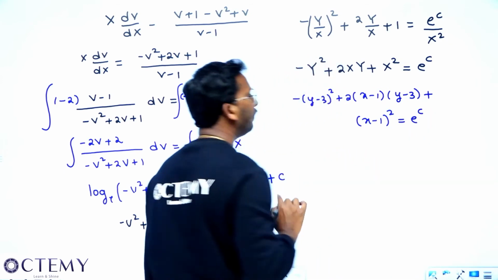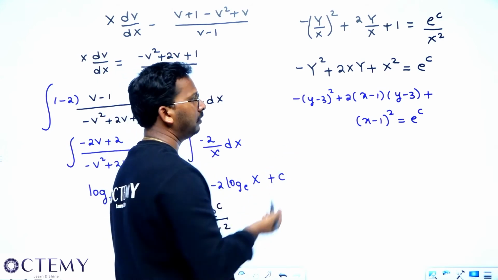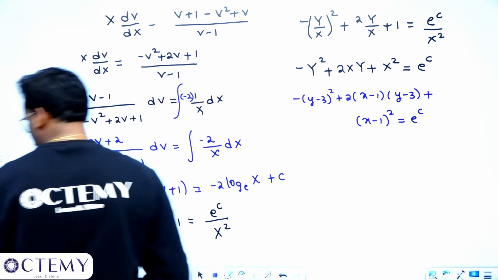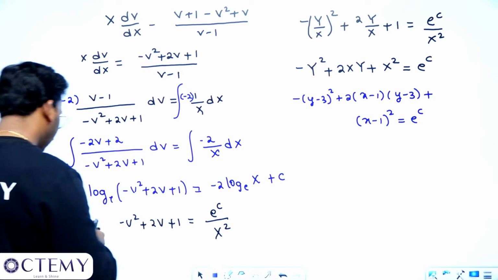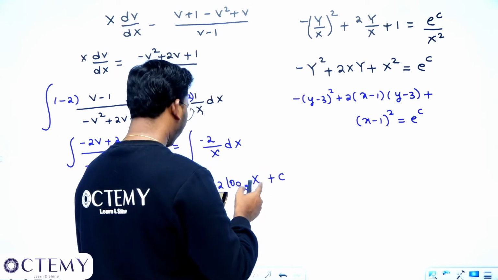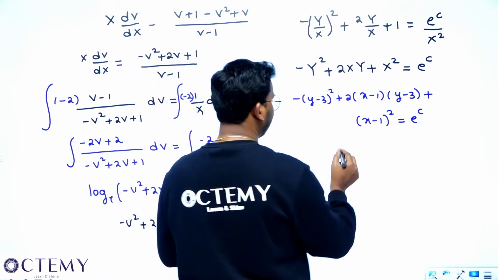If you want, you can solve this. That will be your answer, right? Do not solve this, I'm just writing it as it is. If you solve this, you will get an equation like this. If I solve this and tell you the final answer, it will be like this: (x plus 1) whole square minus (y minus 3) whole square plus 2.